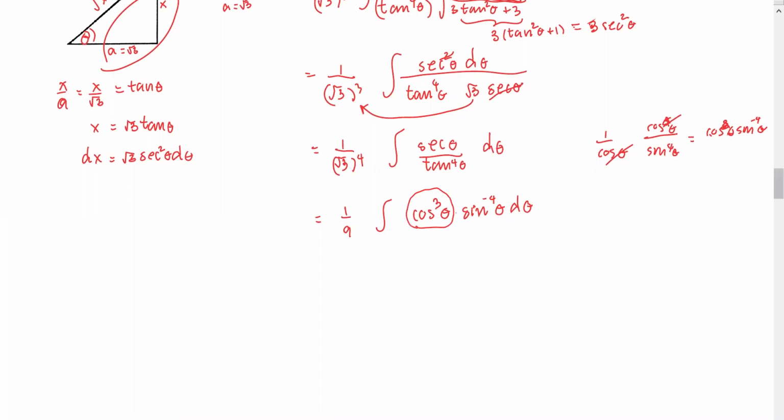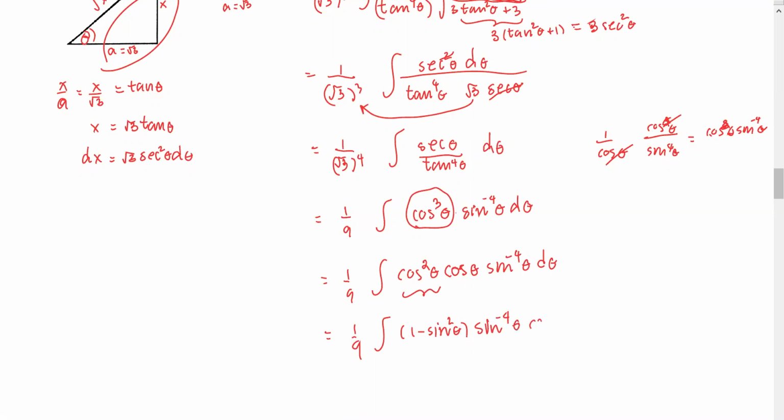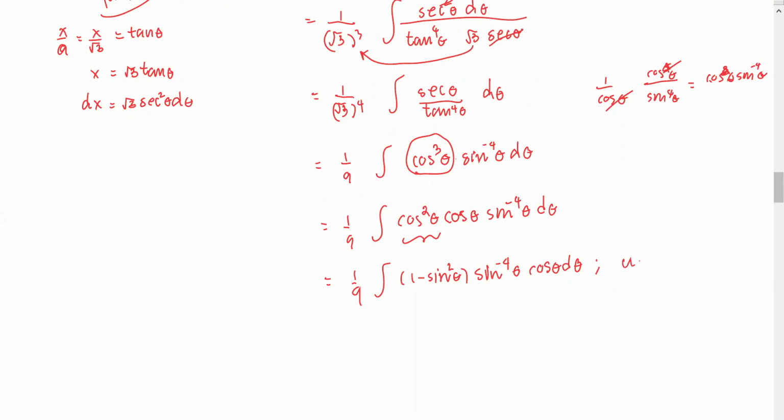The cosine is raised to the odd power. We use the technique that we strip one cosine power out to have cosine to the second multiplied by cosine to the first multiplied by sine to the negative fourth theta d theta. Replace the cosine squared with 1 minus sine squared theta. And swap the terms here to write the sine to the negative fourth next to the parentheses and move the cosine theta next to the d theta. The next step, let u be sine theta. Differential du is cosine theta d theta.